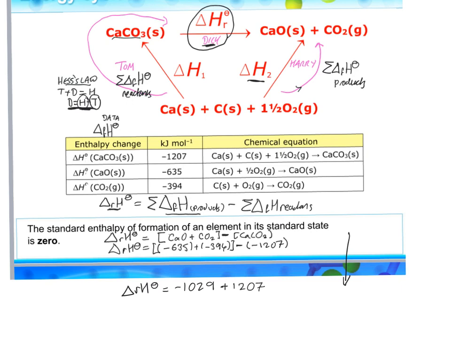1,207. So the enthalpy change for the reaction in this case is endothermic as we predicted, and it's plus 178 kilojoules per mole. 3 significant figures, because that's the maximum number of significant figures we've been given in the question.